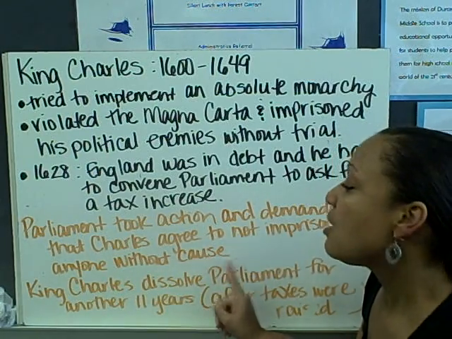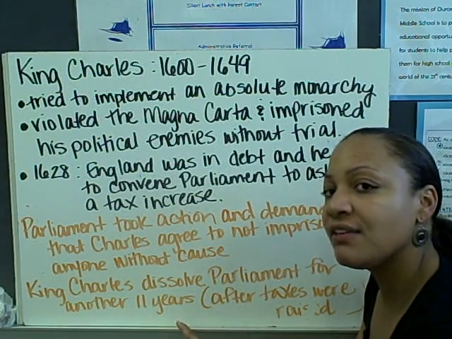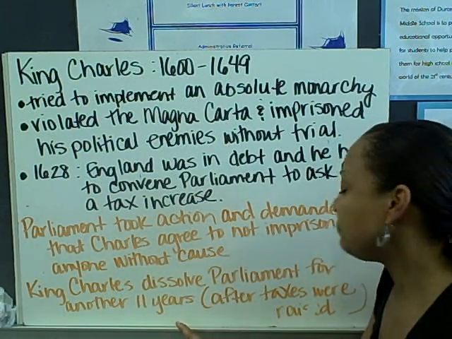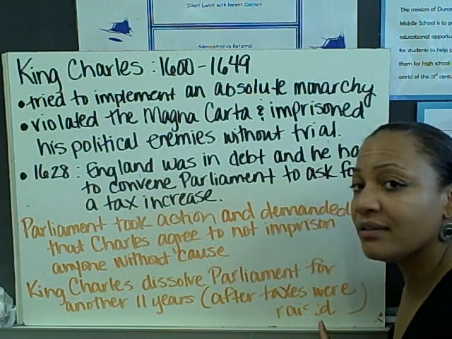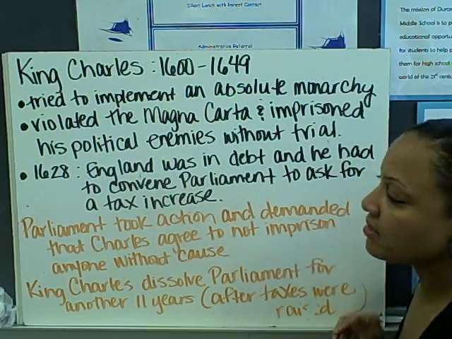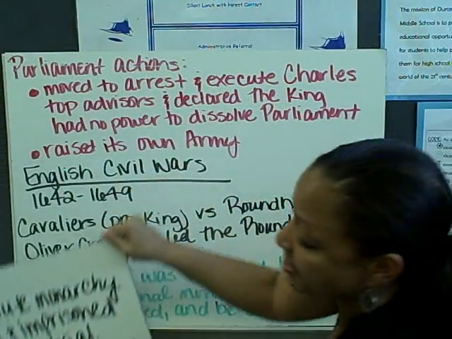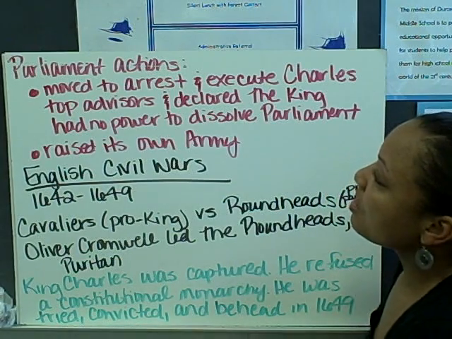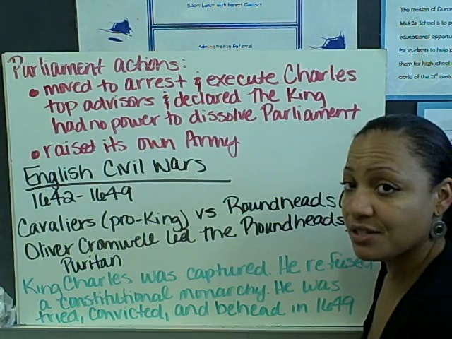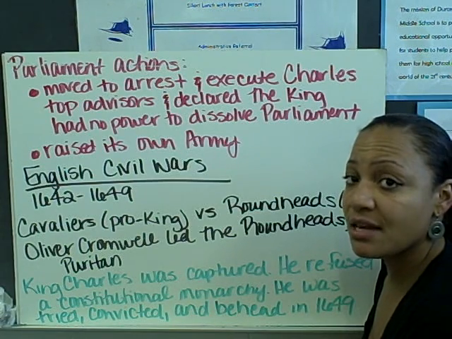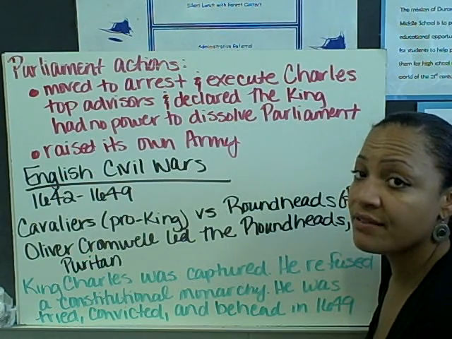King Charles is going to dissolve Parliament for another 11 years. For 11 years, Parliament did not meet. After taxes were raised, after he got what he wanted from Parliament, he went ahead and dissolved them again. So that is 11 years. Of course, Parliament is upset. So Parliament is going to respond because he is going to have to call them back into session because there's going to be rebellions that break out in Scotland and Ireland. So he is going to have to call them back in session after 11 years.